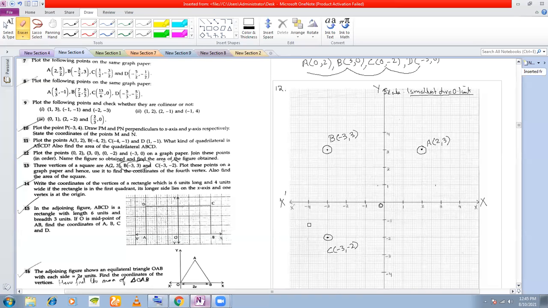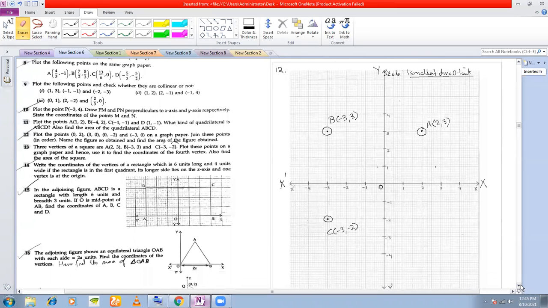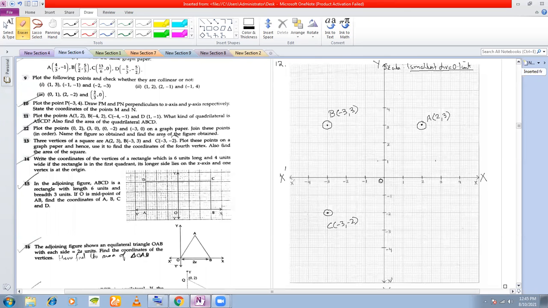So 3 points I have plotted. Okay, that answers the first part of your question. What is the next part? Plot these points, we have done. And hence use it to find out the fourth vertex. Now, what should be the fourth vertex? Can you tell me how to find out the fourth vertex? Join these first.